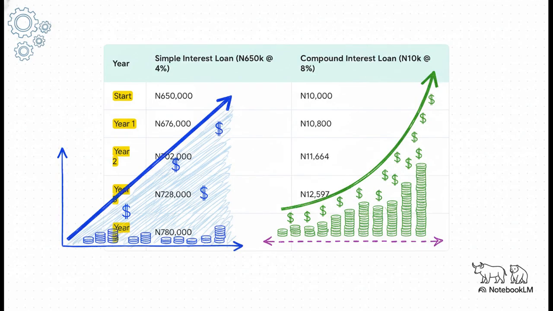Now, check out this side-by-side comparison. The simple interest loan on the left just chugs along, growing by the exact same amount every single year. It's a straight line. But the compound interest loan on the right? Whoa, the growth gets bigger every year. That gap between the two just keeps getting wider and wider. That is the power of compounding.